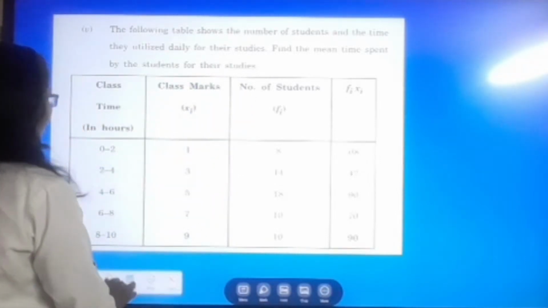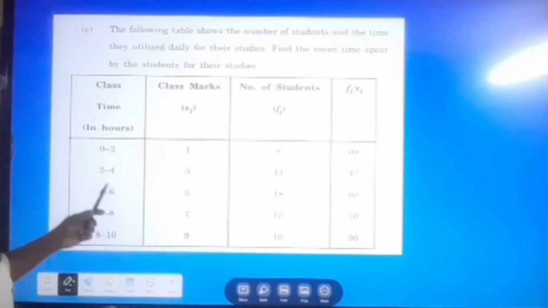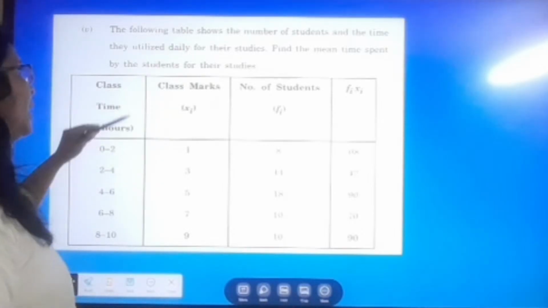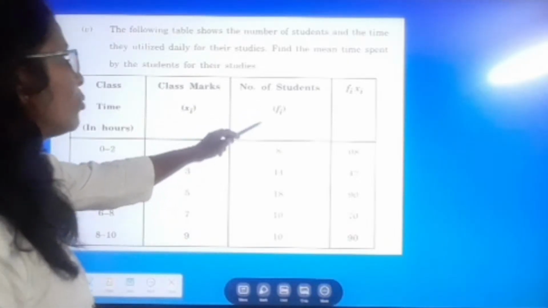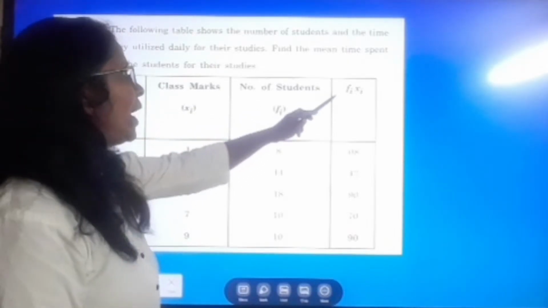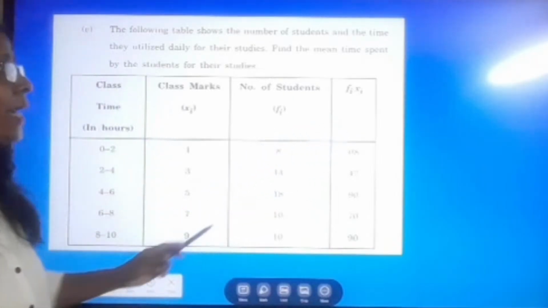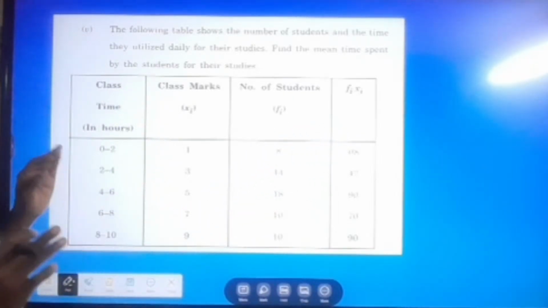And here there are 4 columns. The first column is for class time. Second column is for class mark. Third is for number of students, that is the frequency, and the last column is for FiXi. And here students we have to calculate first.